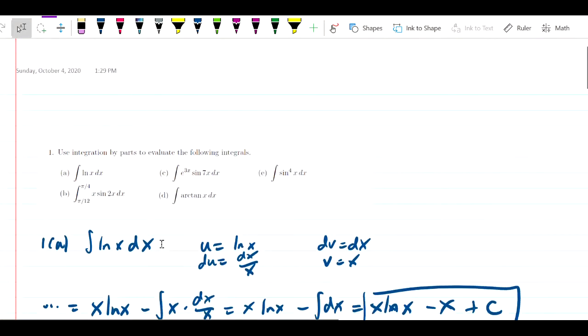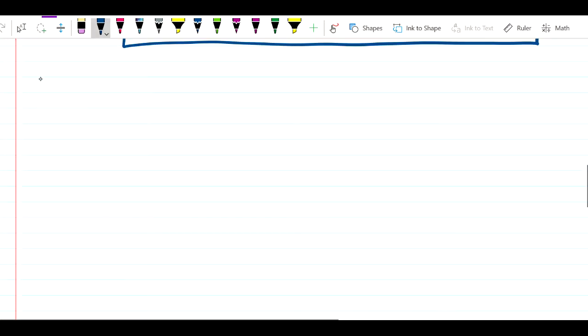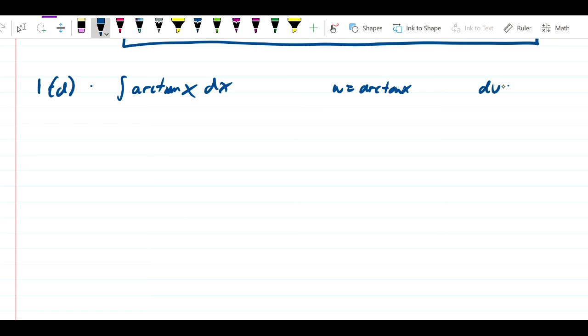So let's see what else is there. Arctan of x. This is actually not a very difficult problem. So integral of arctan x dx. This comes out to u equals arctan of x, dv equals dx, v equals x, du equals dx over 1 plus x squared. So this is going to work very much like the ln problem.